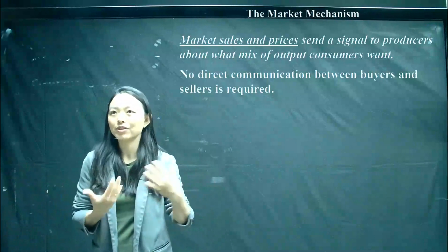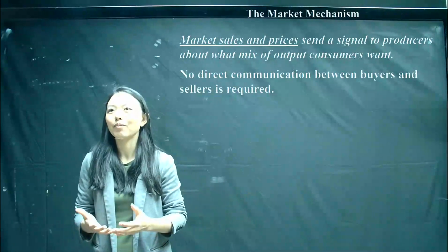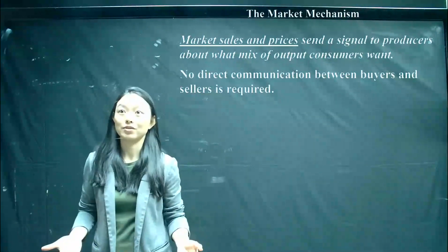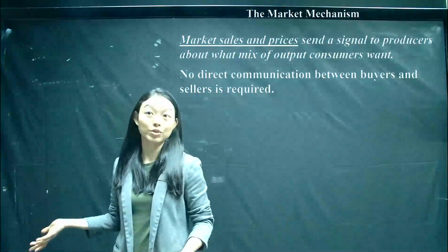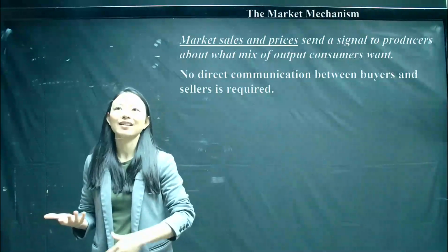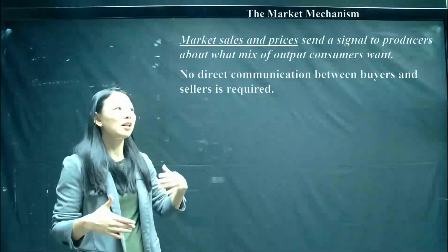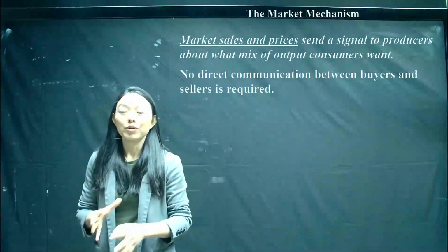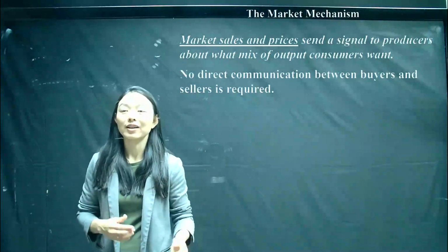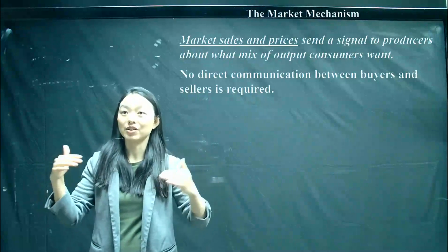So for example, I don't need to go to a farm and tell them exactly how much beef I want to purchase, right? What I need is I just go to the grocery store and purchase the things I want. I don't need to go to the farmer and tell them what I need, right? So the market allows no direct communication between producers and consumers. It will just use the sales and the price to adjust the market.